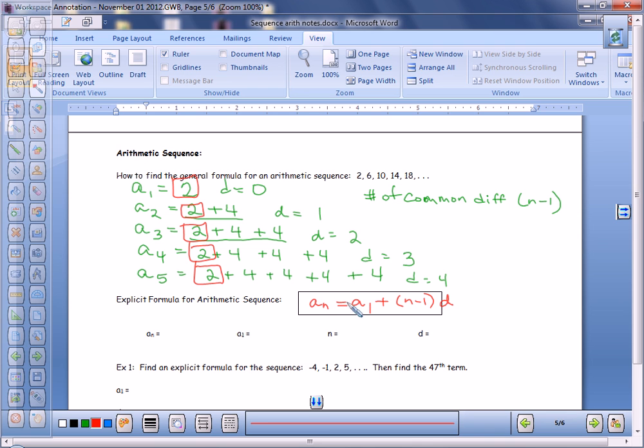Do you see how this formula comes from this, though? That's what we were doing. So n would be what number in the sequence it was. If it was like the 50th number in the sequence, you'd plug in 50 right here, and you get 49 times d. Okay? So a sub n represents the nth term. A sub 1 represents the first term. n represents the number of the term. And d represents the common difference.